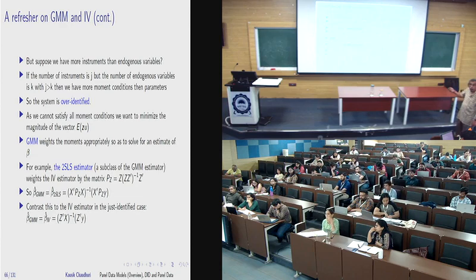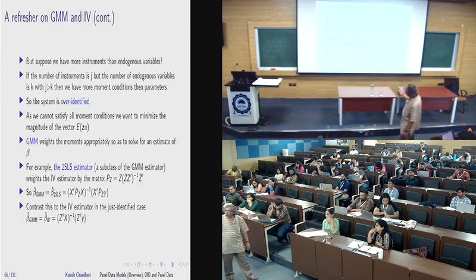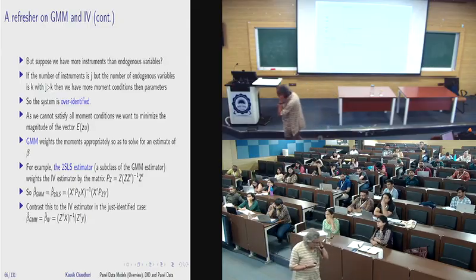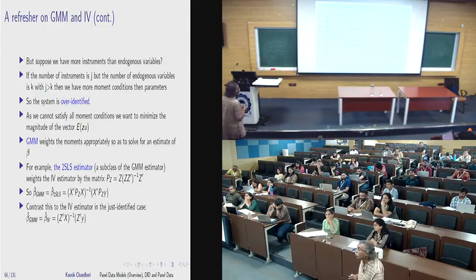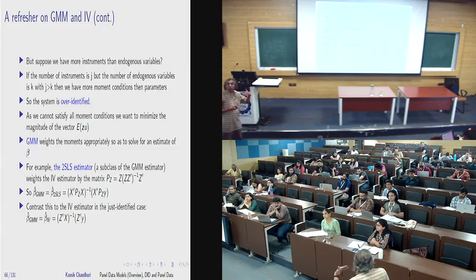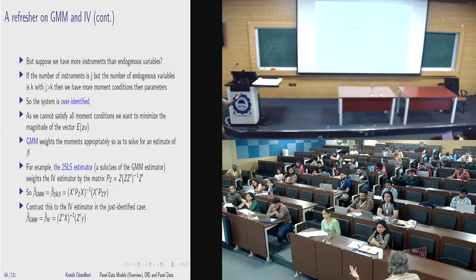If you recall your first day, we have exactly the same notation: X transpose PZ X inverse X transpose PZ Y, where recall PZ was nothing but the projection matrix, because I regress X on Z and get the predicted value, and I use the predicted value of X in my second stage regression.